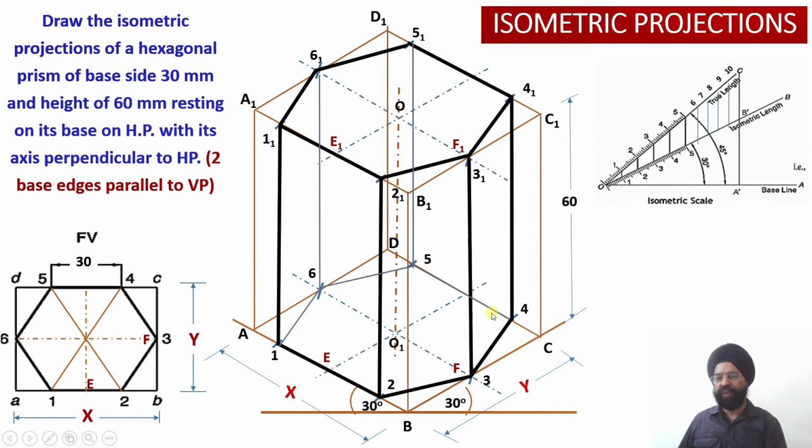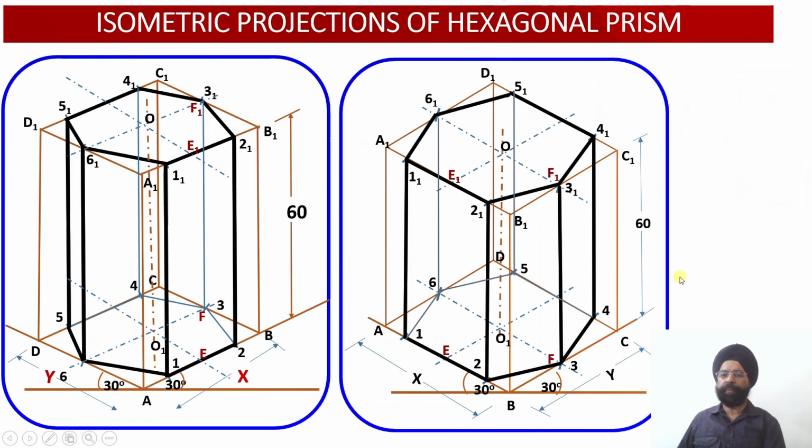are going to overshadow or cover the base edges 4 5, 5 6 and 6 1. Similarly, the vertical edges 5 5' and 6 6' are also being overshadowed by these three vertical faces of this particular hexagonal prism. So this is the construction of the hexagonal prism, and this is the comparison you can see.